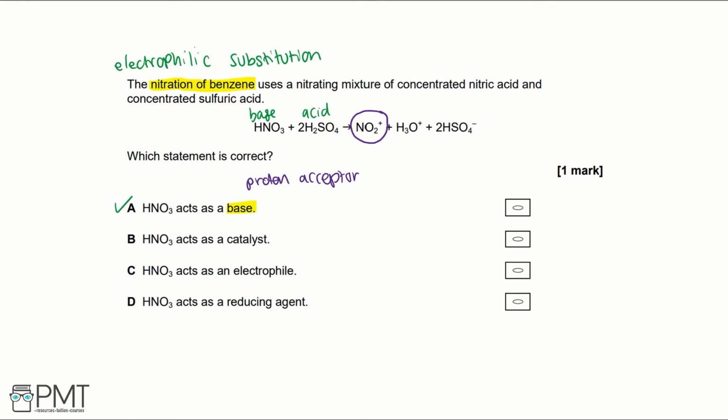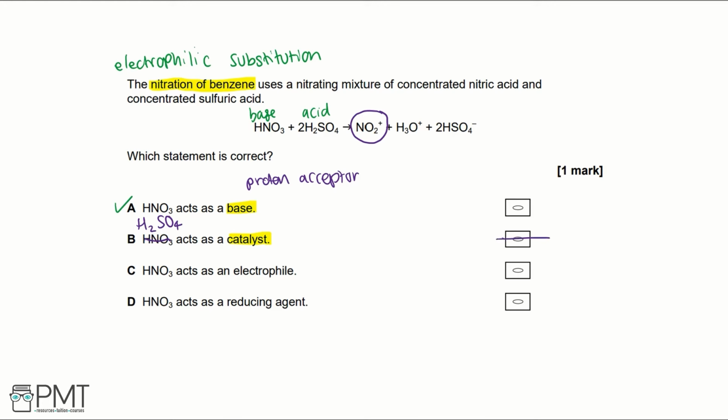So looking at B, nitric acid is a catalyst. So here is where knowing the type of mechanism really comes in handy. The final stage of electrophilic substitution is the reformation of the catalyst, and that's where you reform sulfuric acid. So it's not going to be nitric acid that's the catalyst, it's actually sulfuric acid. So we can correct this statement by writing H2SO4 is the catalyst, and that makes B incorrect.